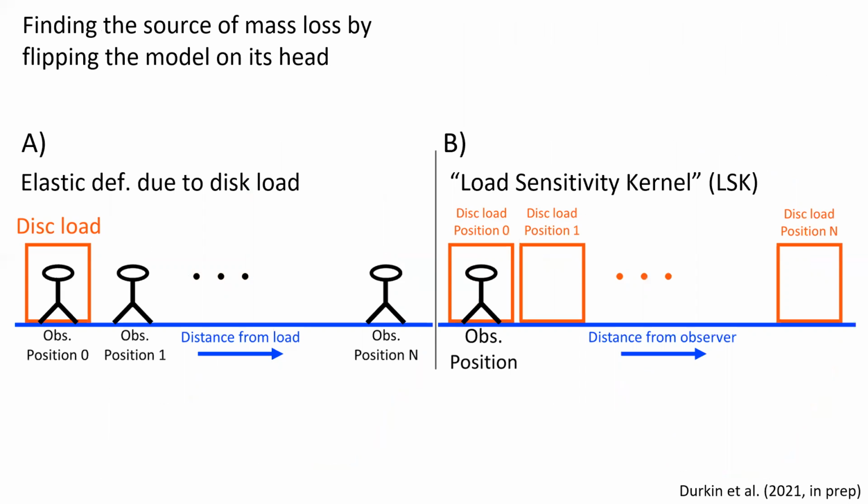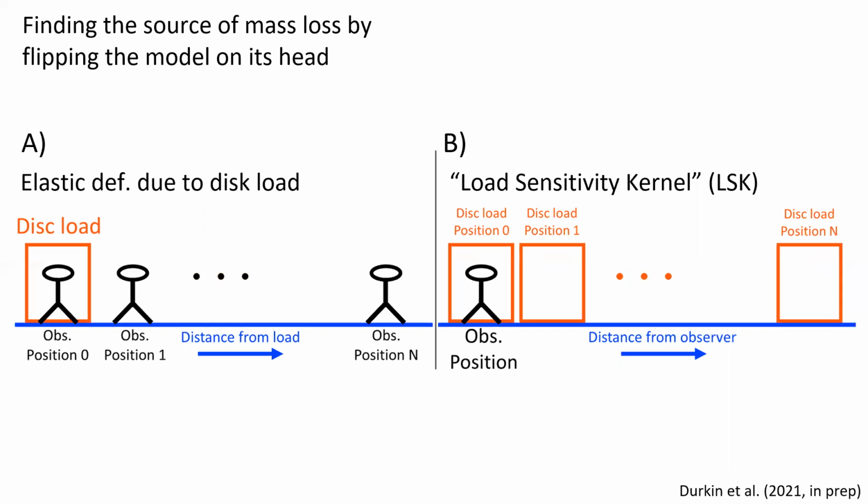On the left is a cartoon showing how elastic deformation is usually modeled. So a disk is placed at the origin, and the deformation that it induces is expressed as a function of the distance and the angle from that disk. So what we do instead is to put the observer at the origin and keep track of the deformation that's observed there due to loading from a disk that's placed some distance and some angle away. And what we call this is a load sensitivity kernel.